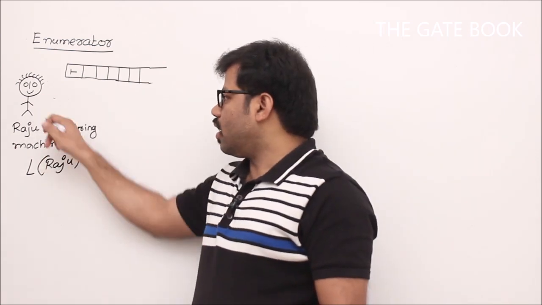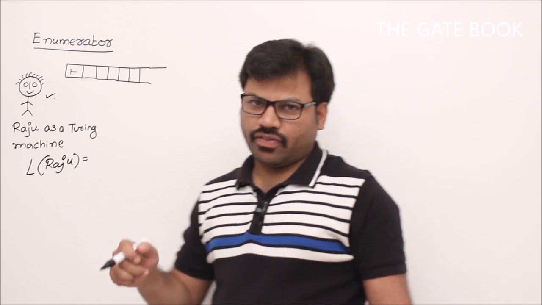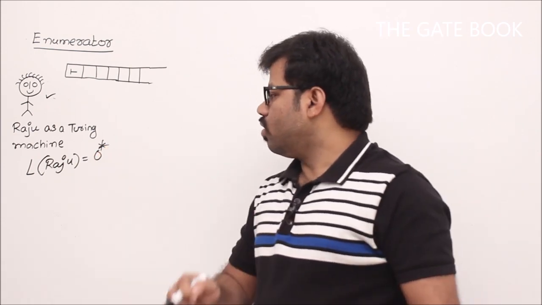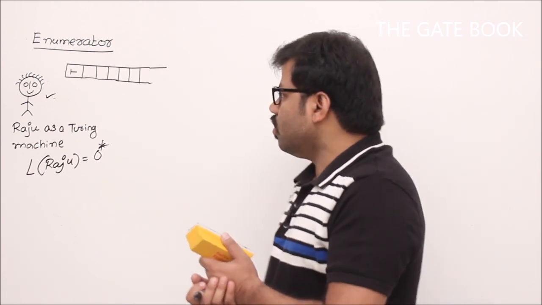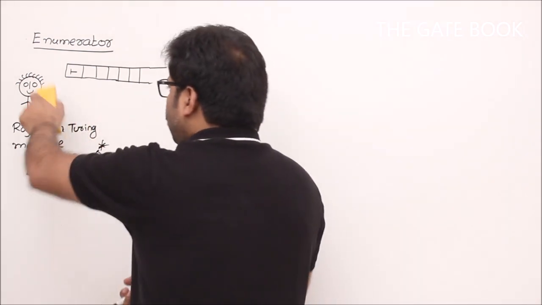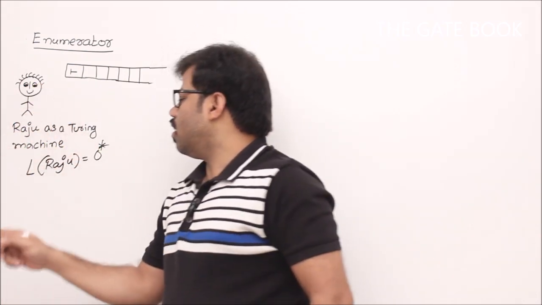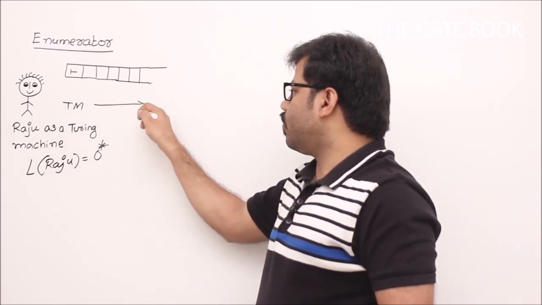Assume that, let's say, Raju is a Turing machine. Okay. So he is accepting some language. Let's call it zero star. So the language of Raju is zero star, just for our imagination. Then the problem is Raju is so arrogant and he is claiming that I have a complicated Turing machine and in the world there is no generator for it.